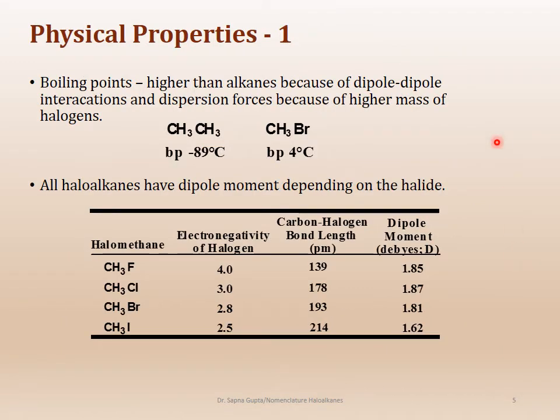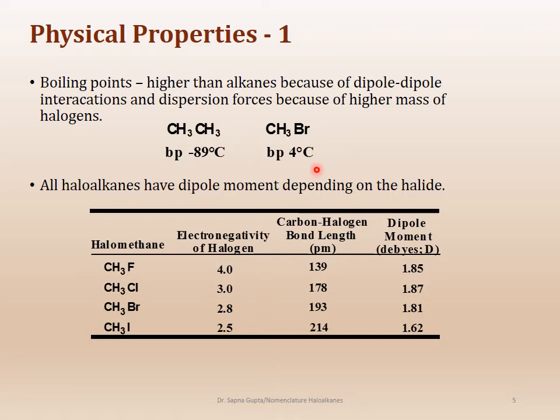The physical properties of alkyl halides, first of all, the boiling points. Most of the alkyl halides are going to be liquids because of the dipole-dipole forces. For example, even the smallest alkyl halide, bromomethane, has a boiling point of 4, which means that it is a liquid.